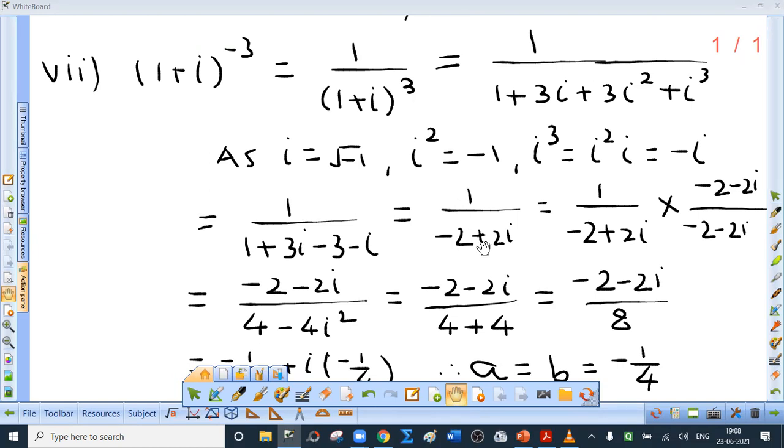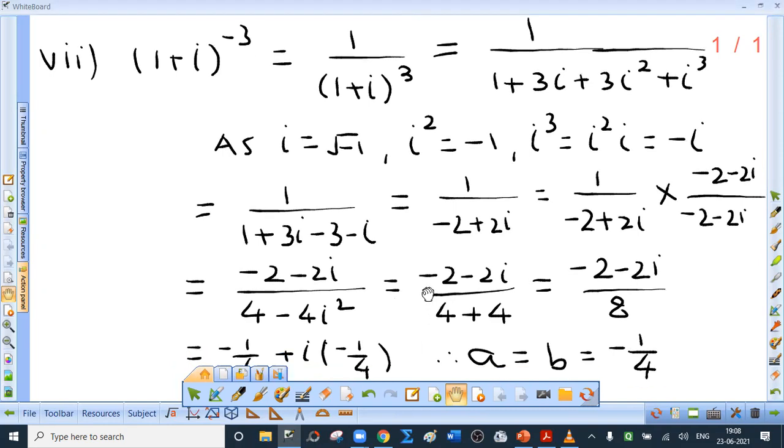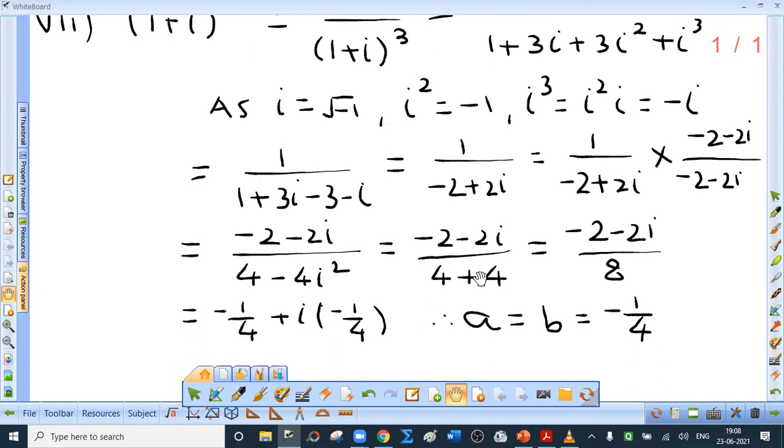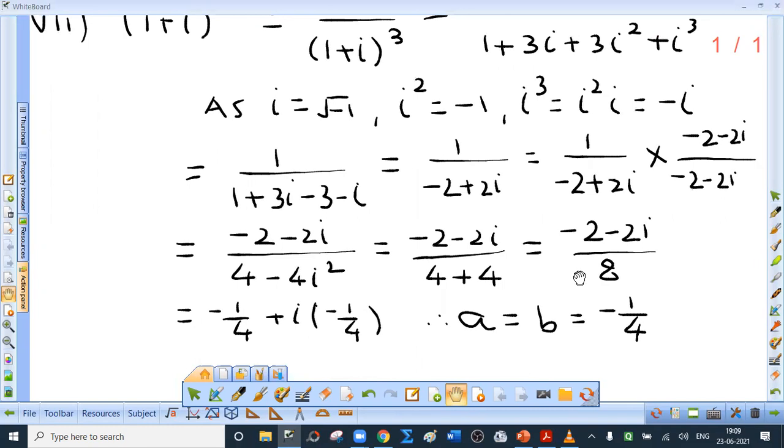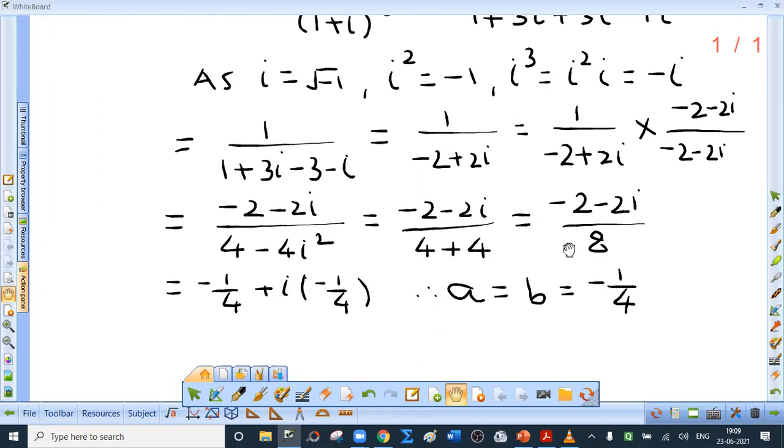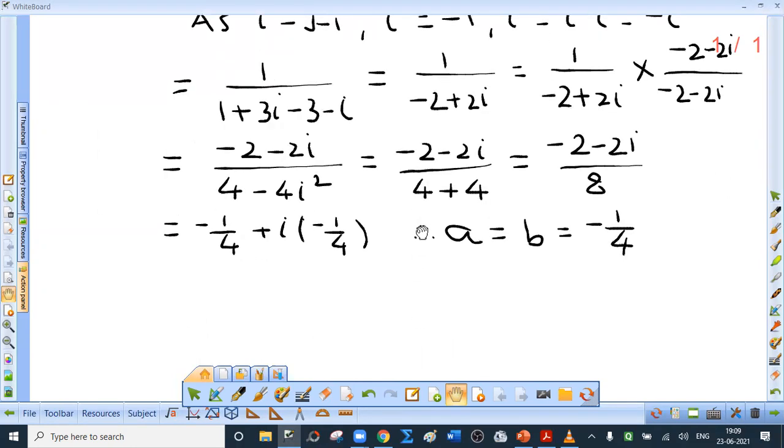Now multiply the numerator and denominator by the complex conjugate of the denominator. So minus 2 minus 2i upon the same. So the numerator is minus 2 minus 2i. The denominator is 4 minus 4i square. i square is minus 1, so 4 plus 4. So minus 2 minus 2i upon 8. Split the numerator. So minus 1 by 4 plus i into minus 1 by 4. So what are the values of a and b? Minus 1 by 4 each.